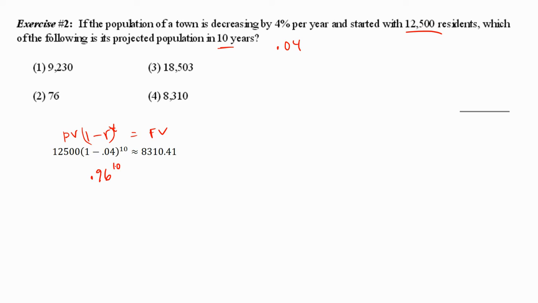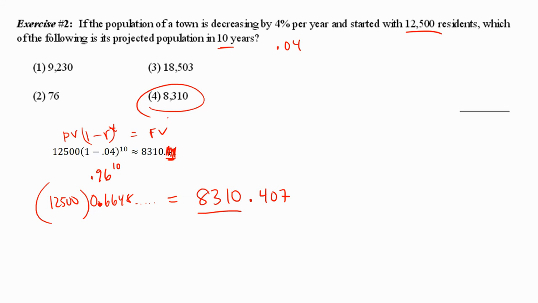Do 0.96 to the 10th power first, and you get about 0.6648. And again, leave all these decimals here because we can't round this yet. If we do, our answer is going to be way off. So then we multiply that by 12,500, and we get 8310.407. And then again, this is population, so really we can take away that. Let's just say 8,310 people. So that's what option here.